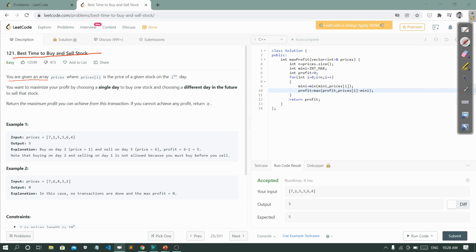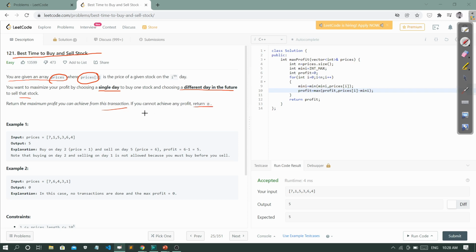So you are given an array prices where prices[i] is the price of a given stock on the ith day. You want to maximize your profit by choosing a single day to buy one stock and choosing a different day in the future to sell that stock. Find the maximum profit you can achieve from this transaction. If you cannot achieve any profit, return zero.